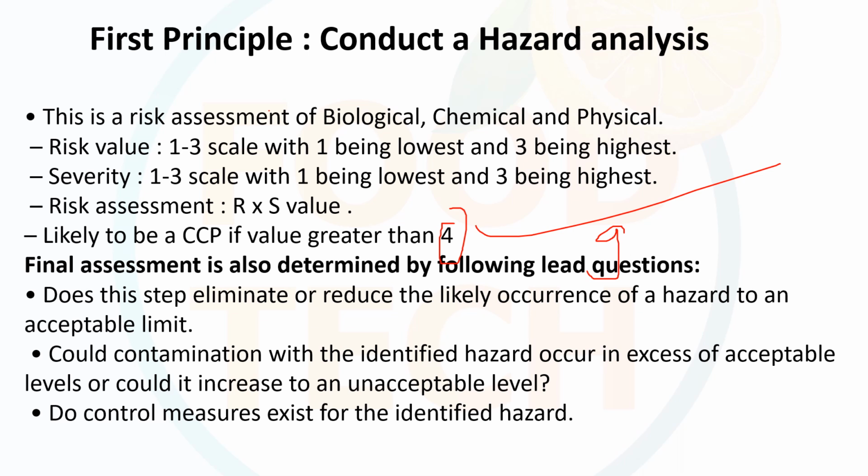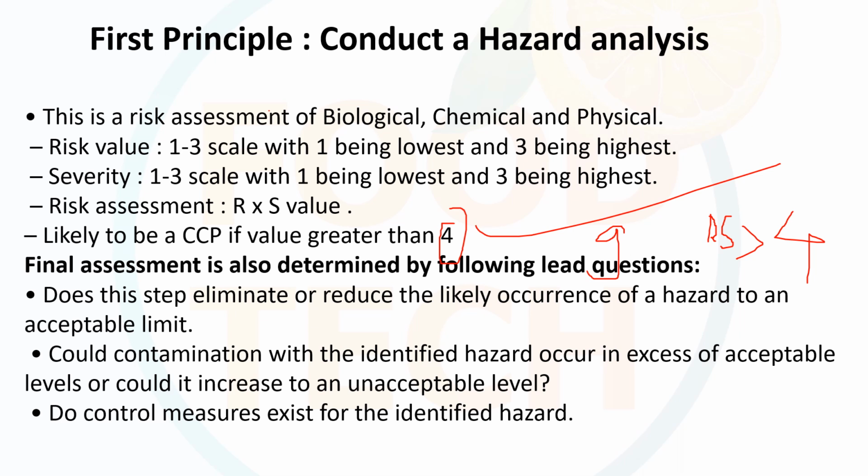So here we can say that if RS is greater than 4, the risk is at a very huge stage, and it might hamper human health.